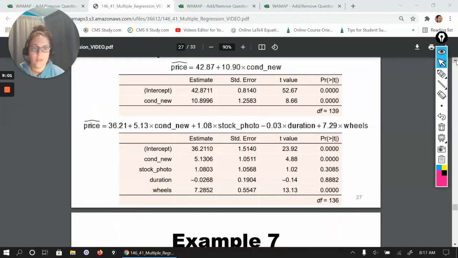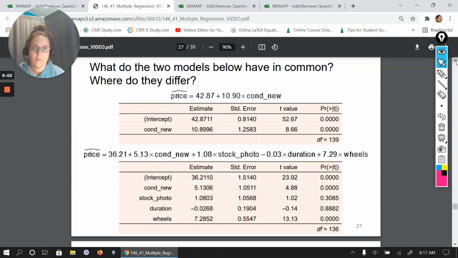Here's example 6. What do the two models below have in common, and where do they differ? Okay, so let's take a look at their estimates. The first one is just using the condition new.